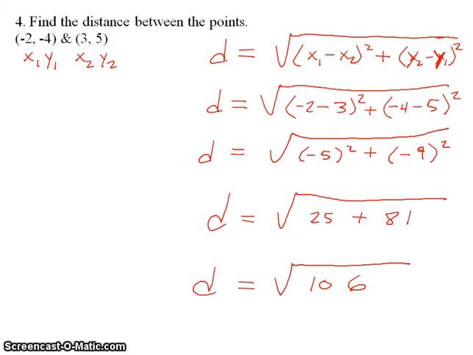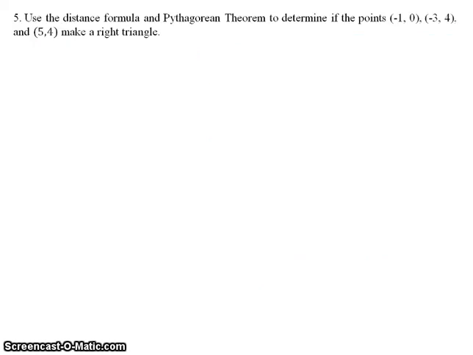So after plugging in our points and simplifying, we get the square root of 106. And 106 has no doubles in it. So let's just move on to the next problem, which involves the distance formula and the Pythagorean theorem to determine if the points make a right triangle.